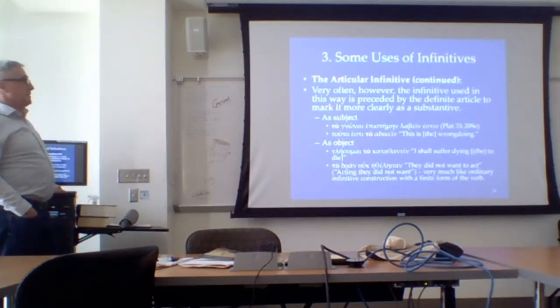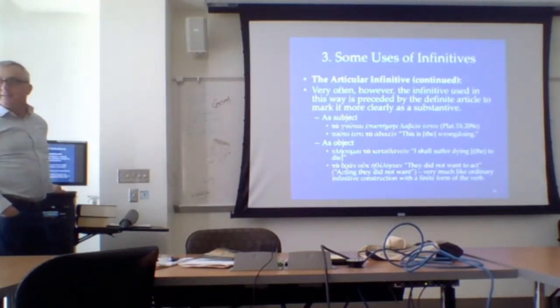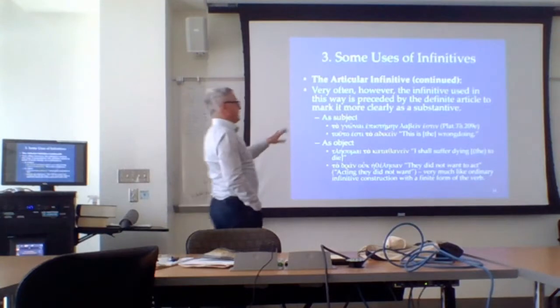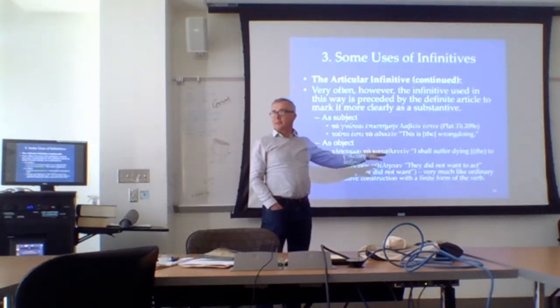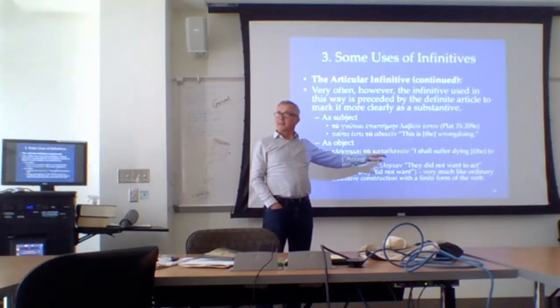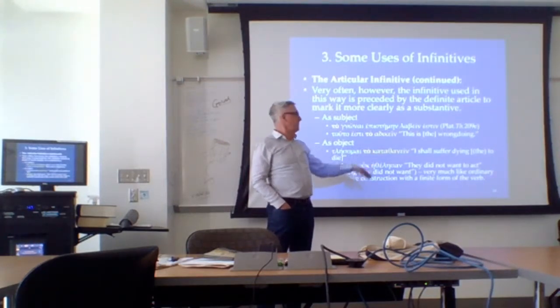Here's an object sometimes. Pleisomai to katatanein. Right? I shall suffer dying. Literally, I will suffer to die. That's the literal meaning. But you have to get accustomed to seeing this and knowing that you should not try to calque it into English, to trace it as "to die," because that doesn't make any sense in English. We'll use a gerund instead.